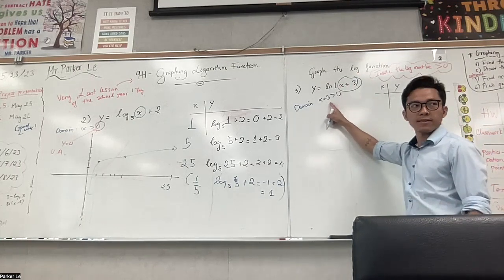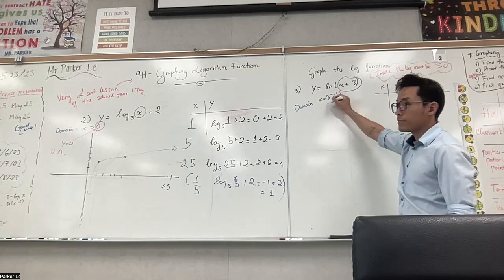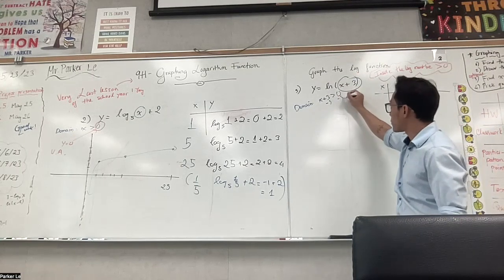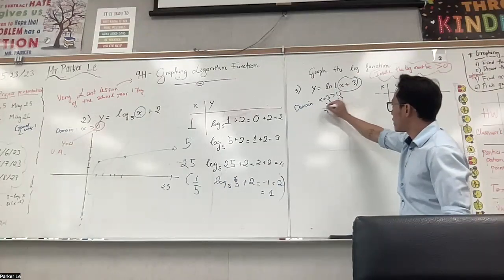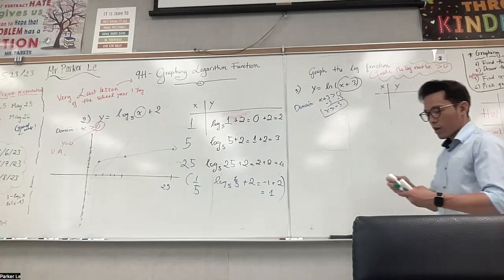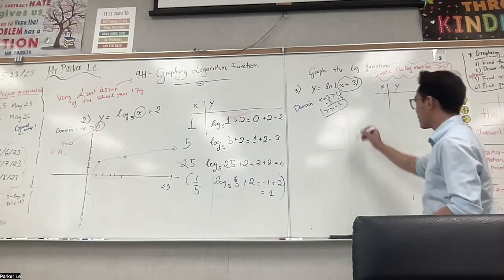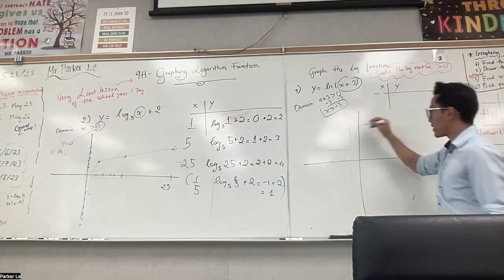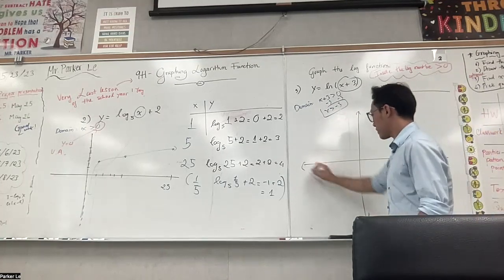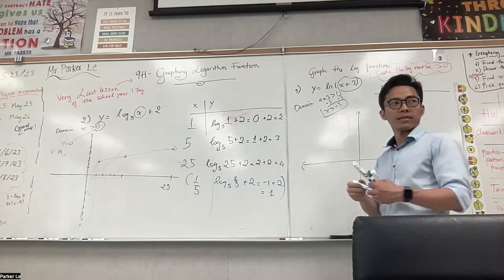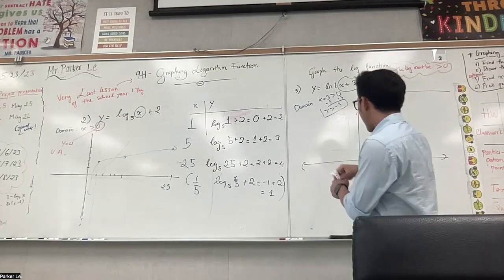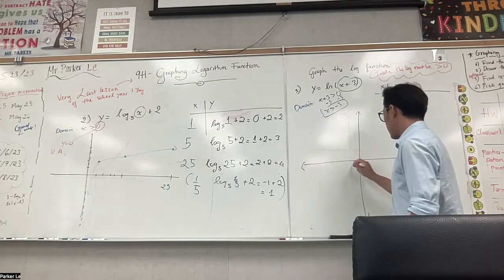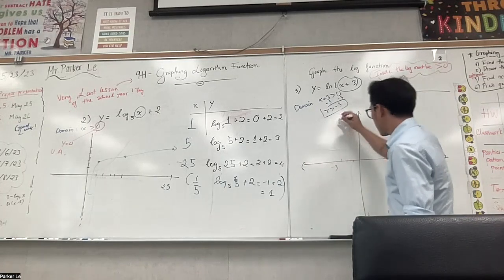How can I solve for X? Subtract 3, right? So X is larger than negative 3. So that is the domain. What is the VA? Negative 3. So negative 3 is the vertical asymptote, right here at negative 3.